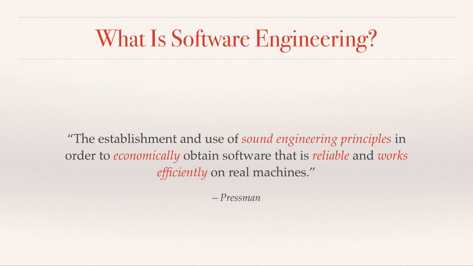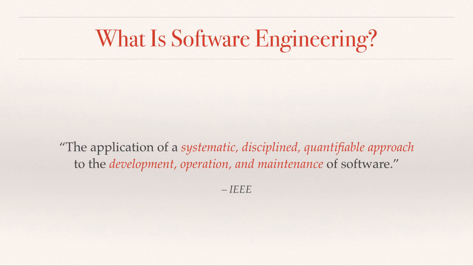Now, these are all very practical concerns that are hard to argue with. And you may want to add some other nice properties like usability or security, but the general gist of it is here. Here's the IEEE definition. The approach to software development should be systematic, disciplined, and quantifiable.